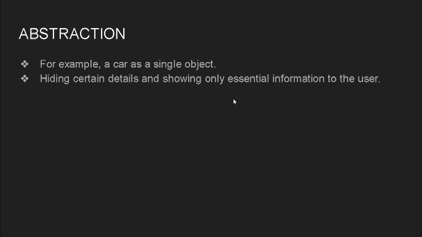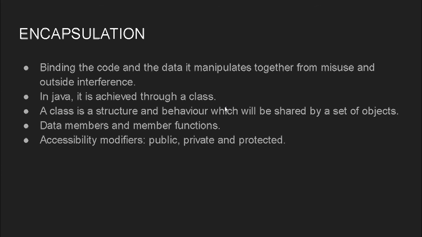In Java, we can achieve abstraction by using abstract classes and interfaces. We'll be discussing them later on. Then encapsulation: if we talk about the bookish definition, encapsulation is nothing but binding the data members and member functions into a single unit. That is what encapsulation is all about.